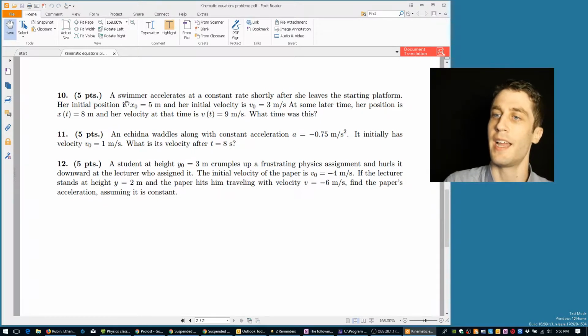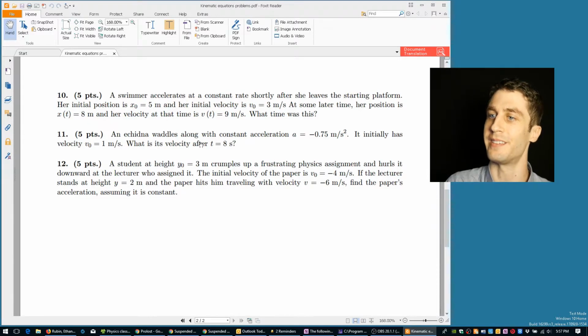Question 10. A swimmer accelerates at a constant rate shortly after she leaves the starting platform. Her initial position is x naught equals 5 meters, and her initial velocity is v naught equals 3 meters per second. At some later time, her position is x of t equals 8 meters, and her velocity at that time is v of t equals 9 meters per second. What time was this?